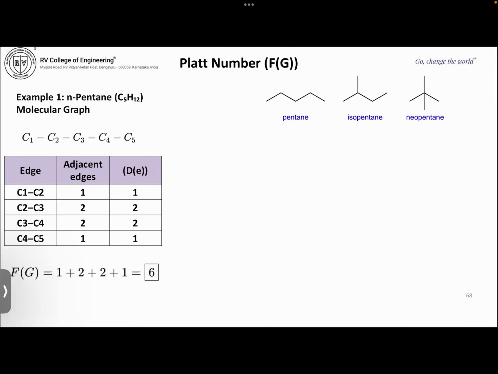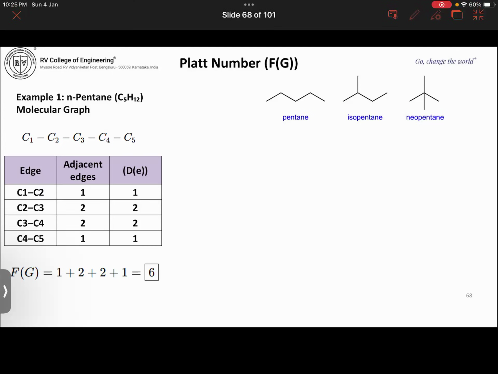Let us calculate the Platt number for the linear chain pentane. We know that the molecular graph of pentane is represented like this: C1, C2, C3, C4, C5. Here C1 and C2 is one edge. We can call this A or B or C or D. So there are actually 4 edges: A, B, C, D. The edge A is C1, C2; C2, C3 is B; C3, C4 is C; and C4, C5 is D. So these are the edges.